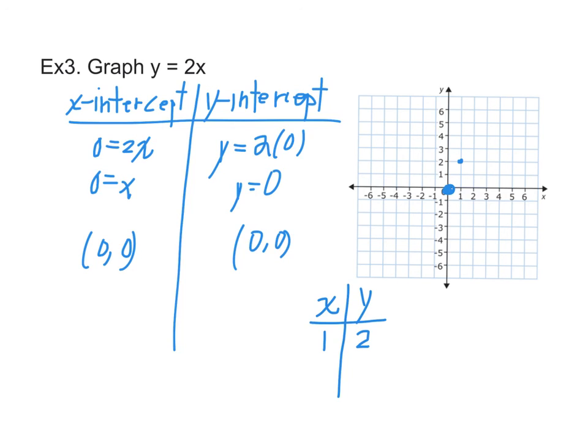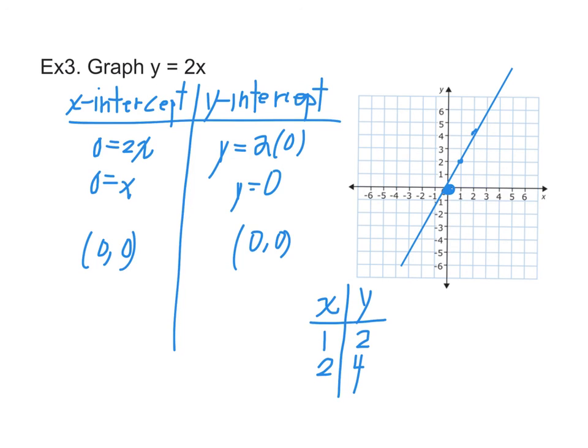Even though that's enough, let me do one more point. When x equals 2, we have 2 times 2, or 4. Now I have enough to connect the dots. Let me go ahead and put my line in there. There it is, and we're able to fix it up.